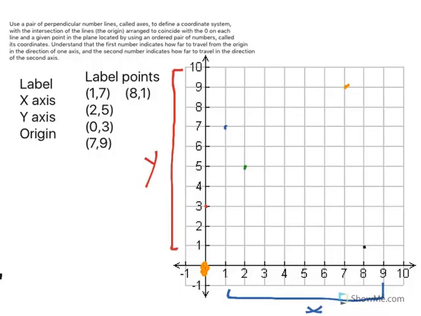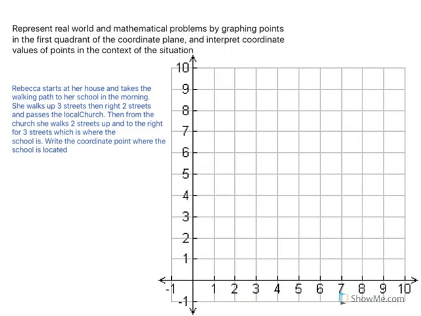I hope we all did well on those practice problems. Let's move on to the next concept. Okay, so for the next concept, we're going to use some word problems to figure out how to graph on this coordinate plane. So we have Rebecca starts at her house and takes the walking path to her school in the morning. She walks up 3 streets and then to the right 2 streets and passes the local church. Then from the church, she walks 2 streets up and to the right for 3 streets, which is where the school is. Write the coordinate point where the school is located.